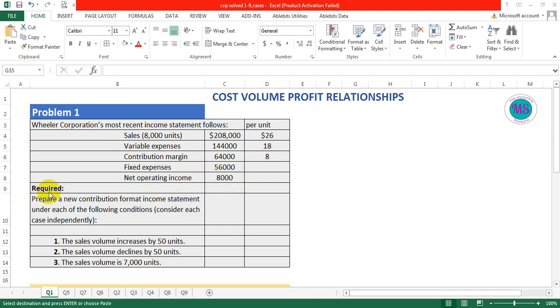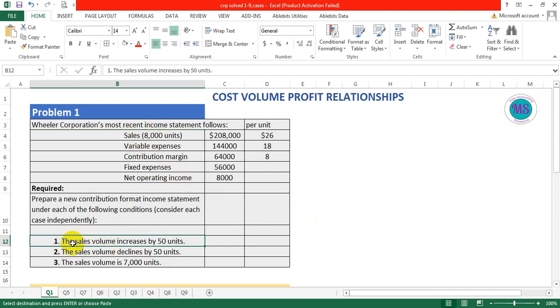Okay, what else is required in this question? Prepare a new contribution format income statement under each of the following conditions. Consider each case independently. There are 3 cases. We will consider each one independently and try to solve for the net operating income, right? So our original value, or the recent income statement, was sales equal to 8,000 units, right?